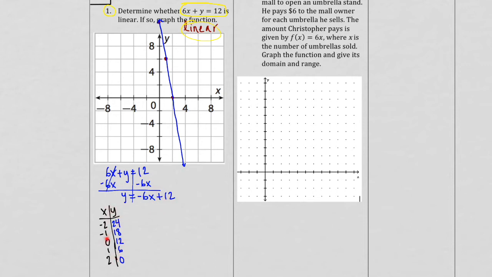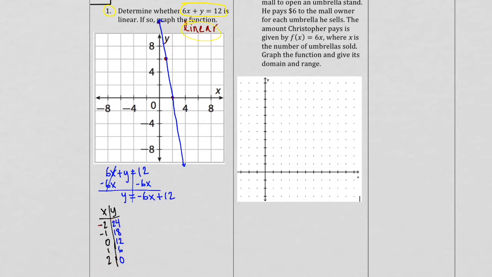Then I made a table of values for this. I chose the x values negative 2, negative 1, 0, 1, and 2, and then I plugged them in, right? Negative 2 gave me 24. Negative 1 gave me 6 plus 12, which is 18. 0 gave me 12. 1 gave me 6. 2 gave me 0. Once I had those, I went ahead and plotted them.